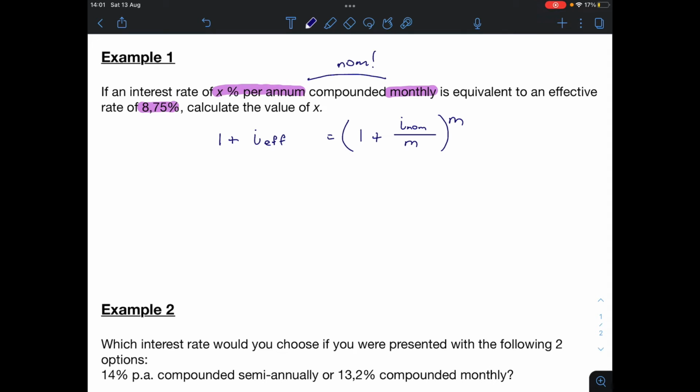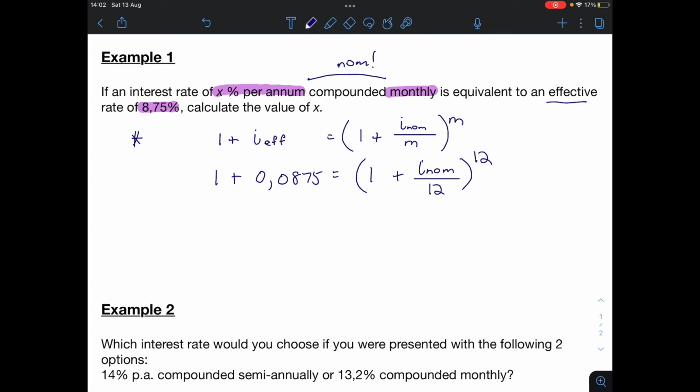Okay, so our starting point is the formula. We write down the formula. Now, it's equivalent to an effective rate of that, so we know that our effective interest rate is 0.0875. That's our effective. Now, what we want on this side is to work out the nominal. We don't know what it is, but they do tell us that it's compounded monthly. So in 1 year, I have to divide whatever the interest is by 12, and then it is charged 12 times.